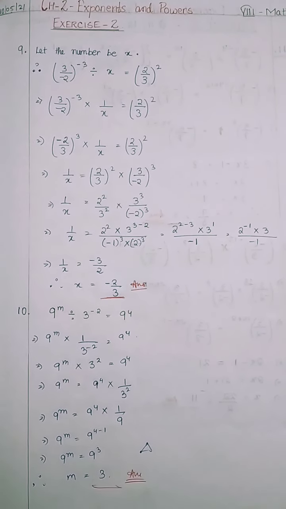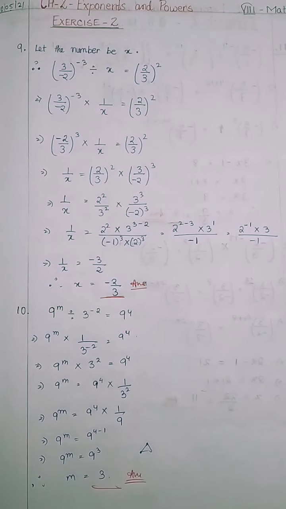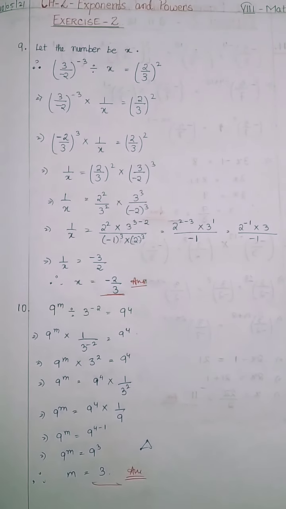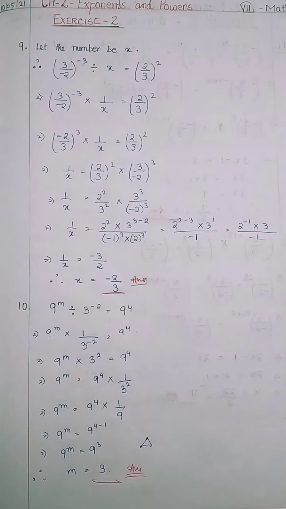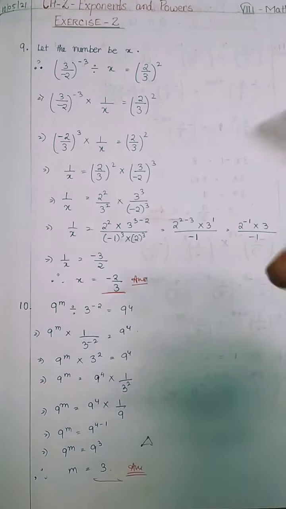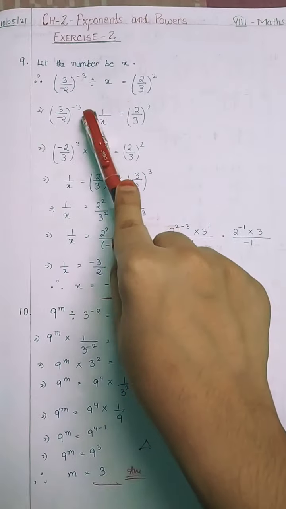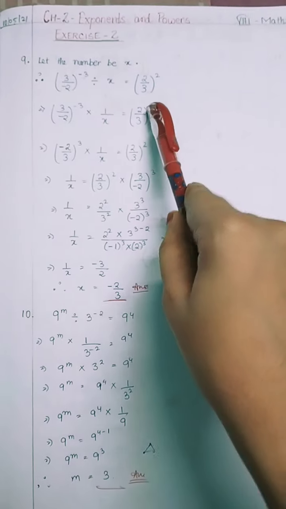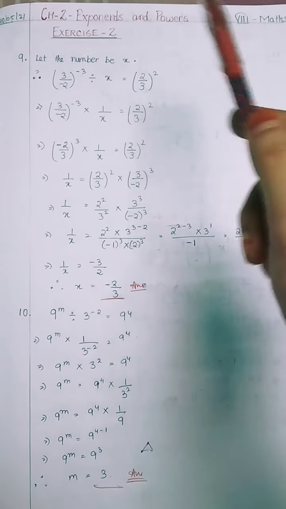Okay, so in the last class we have done till question number 8. Now we'll do question number 9. We have to find the value of a number x that when divided by 3 by minus 2 to the power minus 3, will give you 2 by 3 to the power 2.